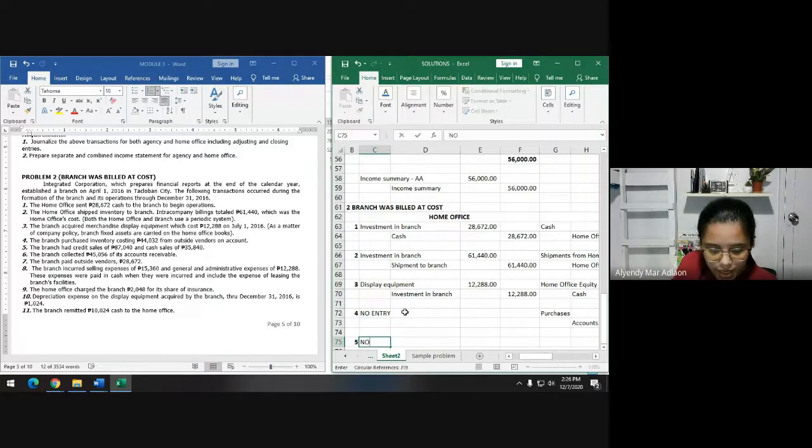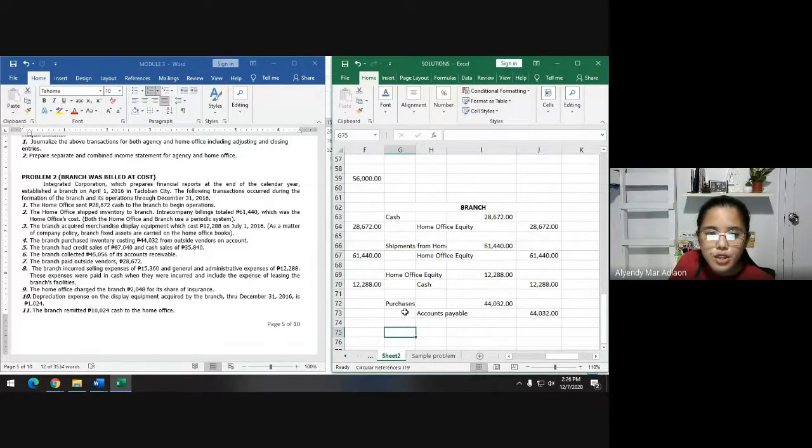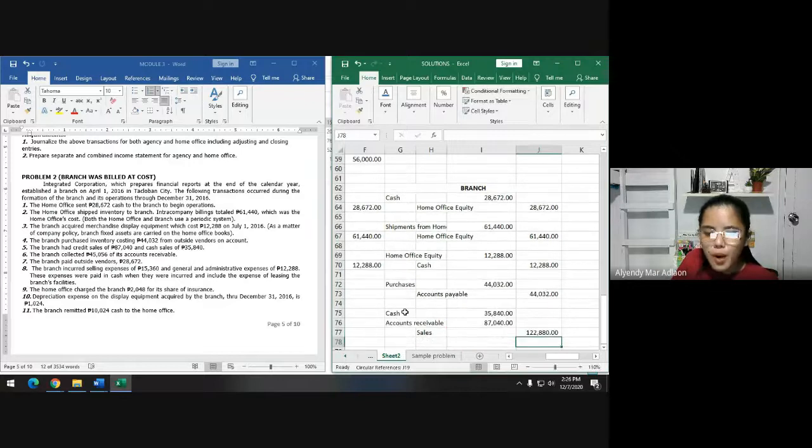Next, number 5. The branch had credit sales of 87,040 and cash sales of 35,840. So again, this is not a transaction between the home office and the branch, but between the branch and its customers. So only the branch has a journal entry. Debit cash, debit accounts receivable, and credit sales. By how much? The cash sales is 35,840, while the credit sales is 87,040. So the total sales amounts to 122,880.